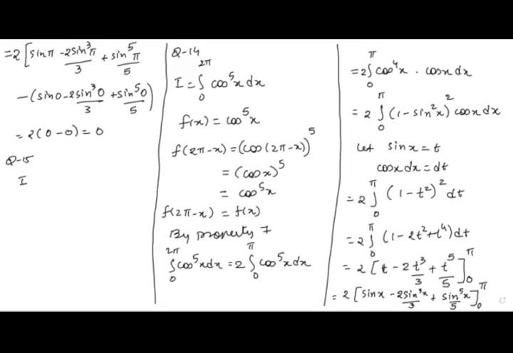Question 15. I is equal to the integration from 0 to pi by 2 of sin x minus cos x dx upon 1 plus sin x cos x.